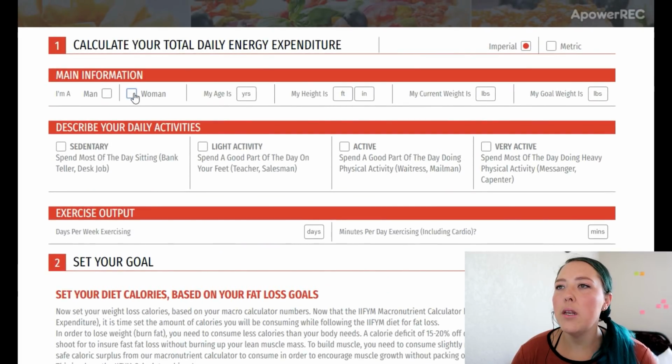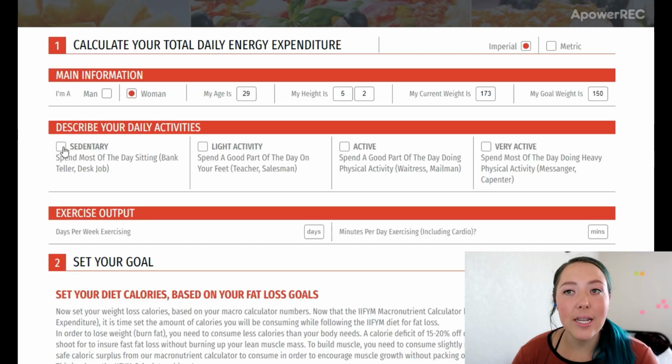Okay, so we're going to fill out this information. I am a woman, I am 29 years old, and I am 5'2". My current weight is 173 pounds, and my goal weight, just for the sake of this example, I'm going to say 150 pounds.